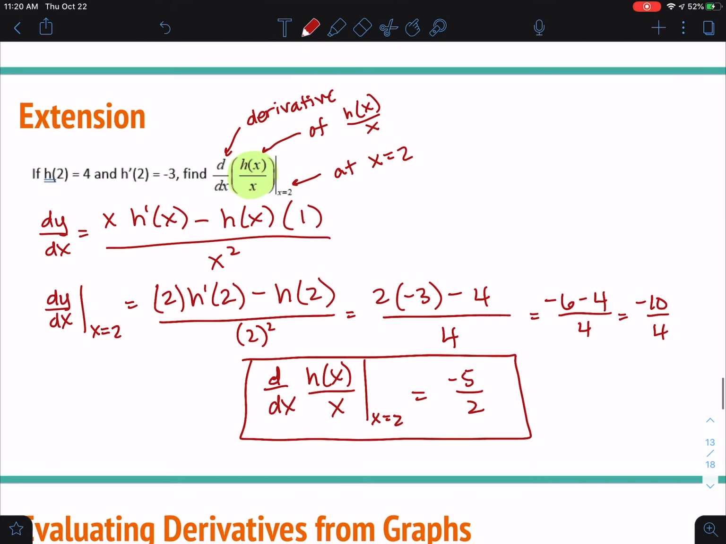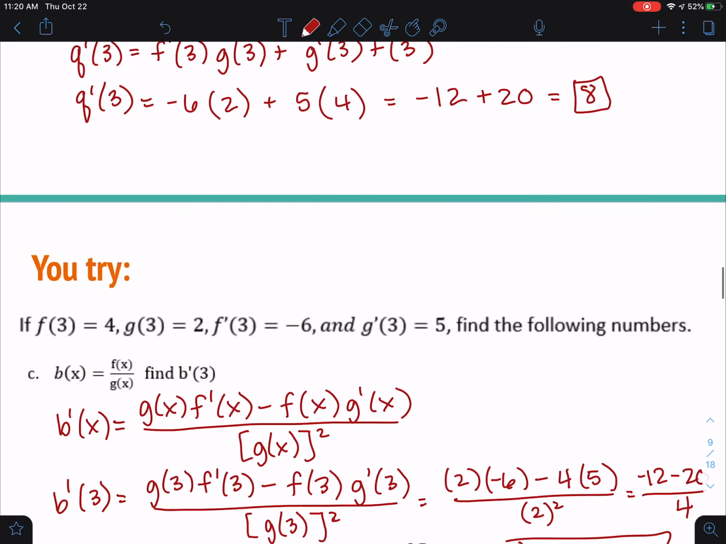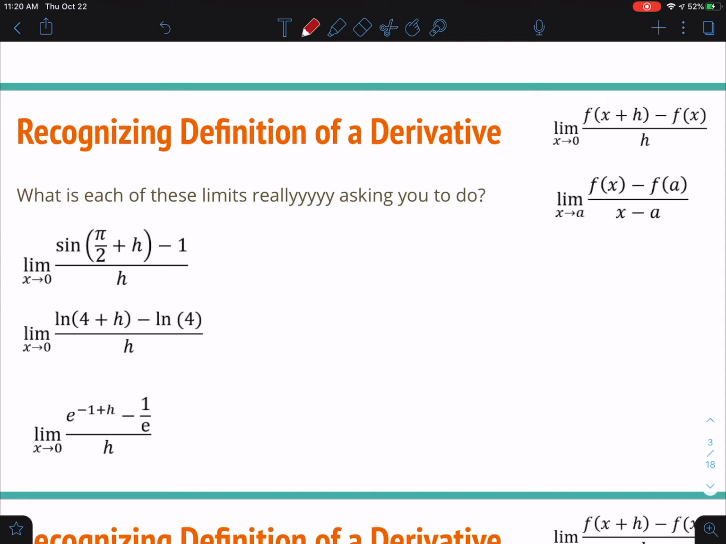Now, the last ones that I want to go over are the ones that are the definition of the derivative. So, recognizing the definition of the derivative. So this is the formula that we learned way back when, a couple weeks ago, that is actually just finding a derivative, right? This is basically f prime of x. But what you guys have to do is, unless you want to solve that all the way out by hand, which I don't even know if we can do that, we need to be able to tell, all right, this is the definition of the derivative, okay?